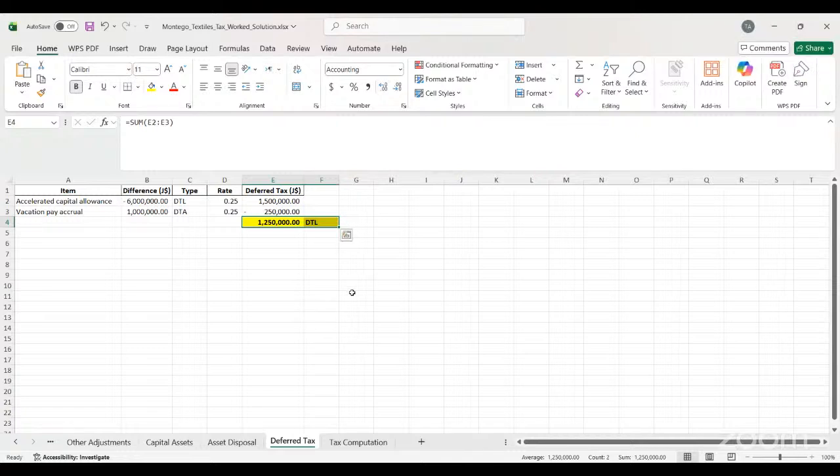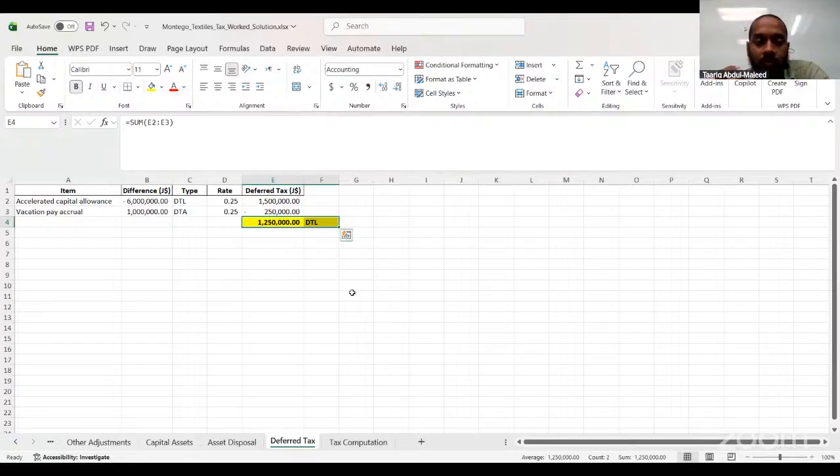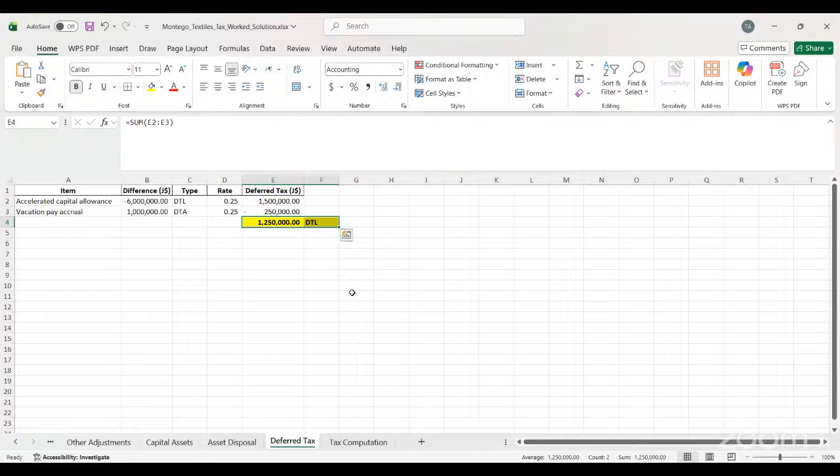I get that, sir. And your capital allowance? Yeah, hold on. You see my screen? Right. That's why you said I moved too fast, because I'm speaking from the script. So the accelerated capital allowance of 6 million is going to result in a deferred tax liability. 25% of the 6 million gives us 1.5, which is a deferred tax liability.